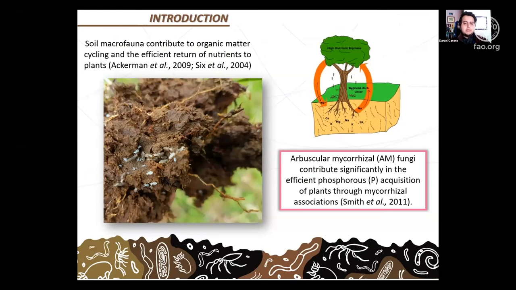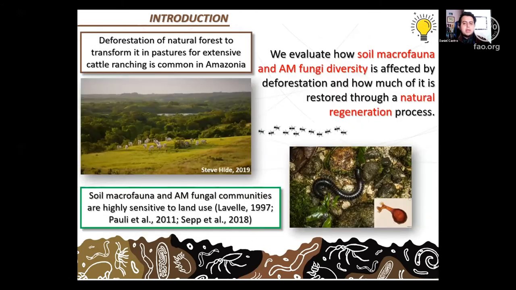Soils with diverse biological communities are considered healthy soils. In tropical soils, there are two groups of great importance. The first group is the soil microfauna, which contribute to organic matter cycling and the efficient return of nutrients to plants. And the second group is the arbuscular mycorrhizal fungi, which contribute significantly to efficient phosphorus acquisition by plants through mycorrhizal associations.